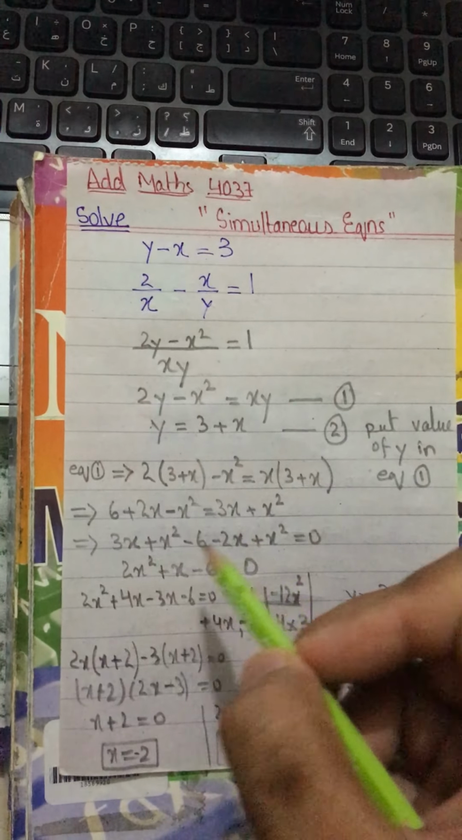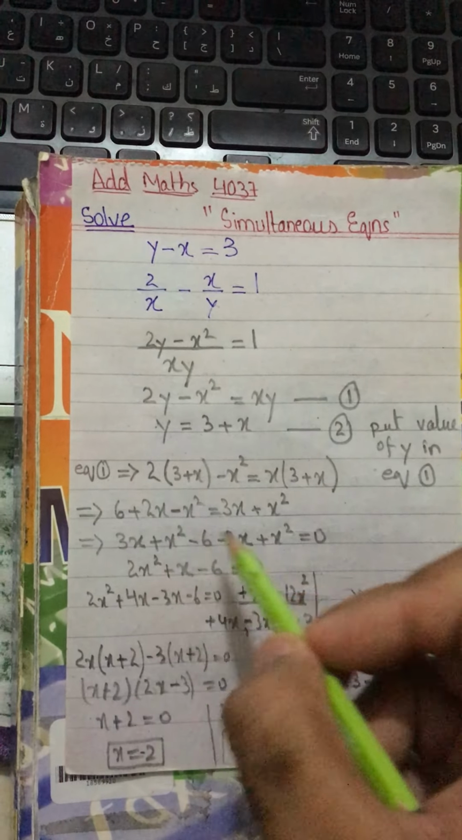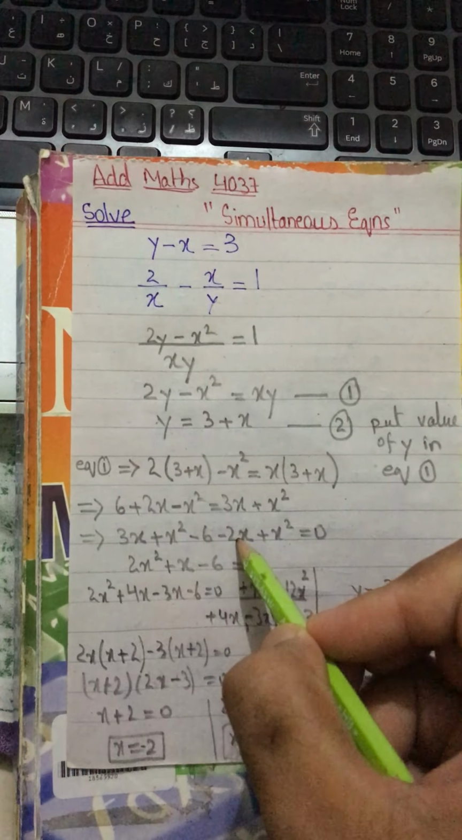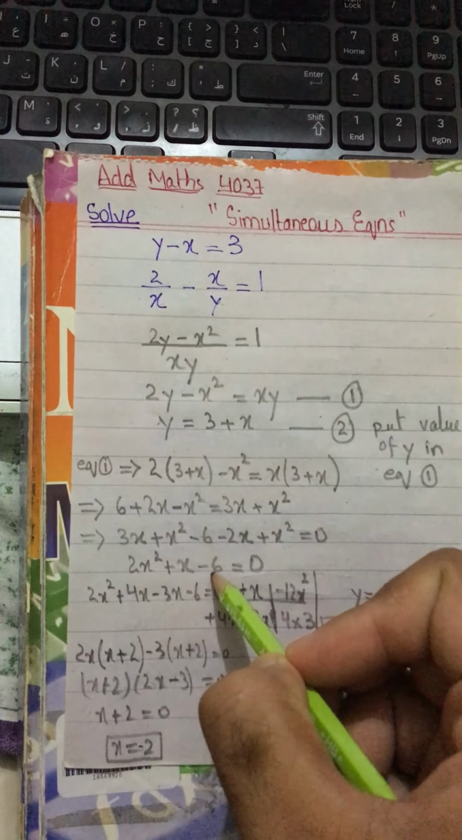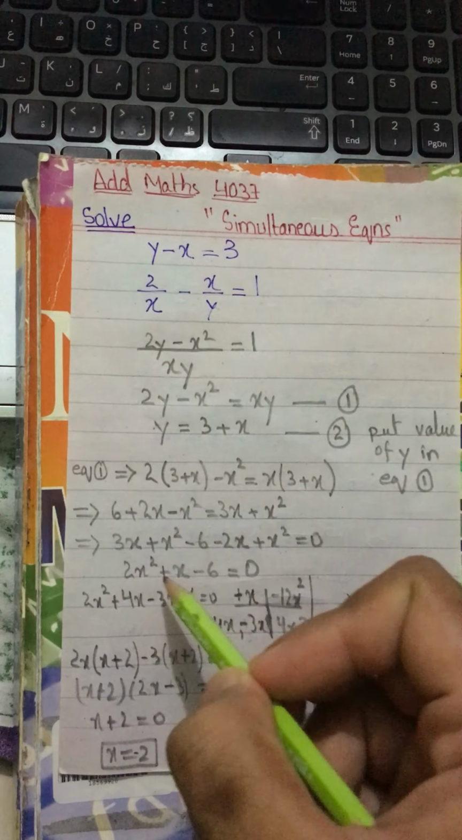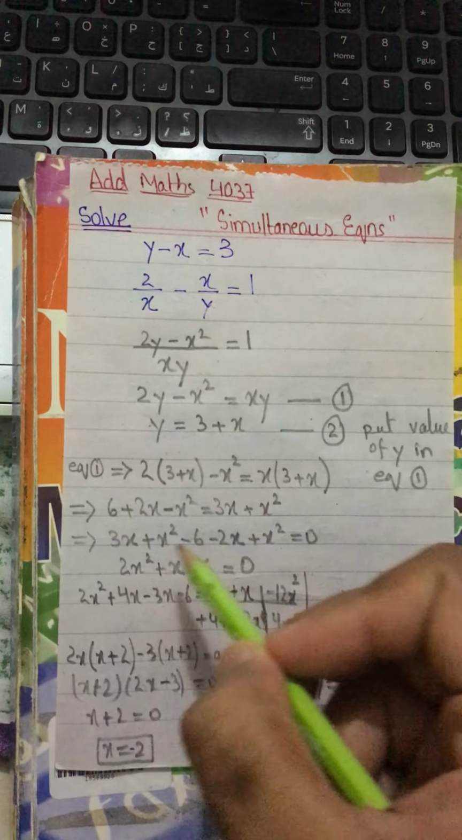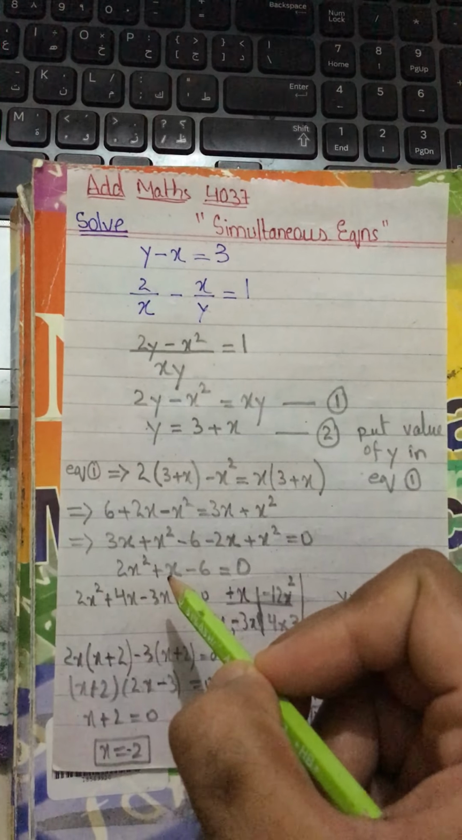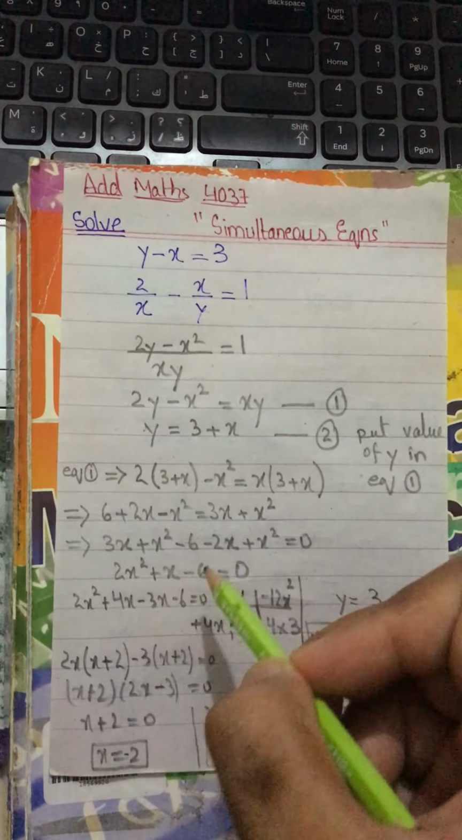So now on simplification, my final equation will be 2x square, 3x minus 2x will be positive x, and this minus 6 will be alone, equals to 0. And now I know that this is a quadratic equation and I have to simplify it, and I will be using middle term breaking method, and I will multiply the corners.